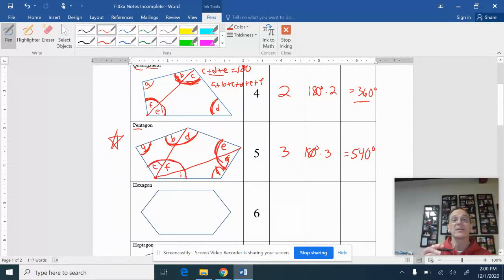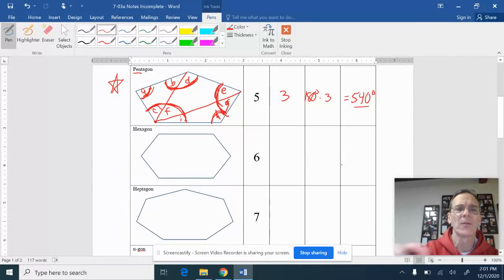A pentagon has 5 sides and it has 5 angles. Always a polygon has the same number of angles as it has sides. And the sum of those 1, 2, 3, 4, 5 angles will always be 540 degrees. It does not have to be a special kind of pentagon in any sense.